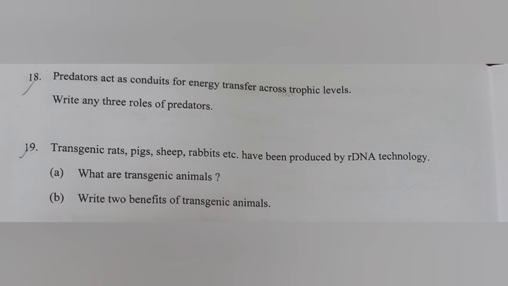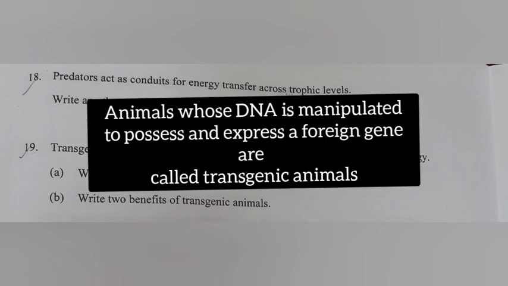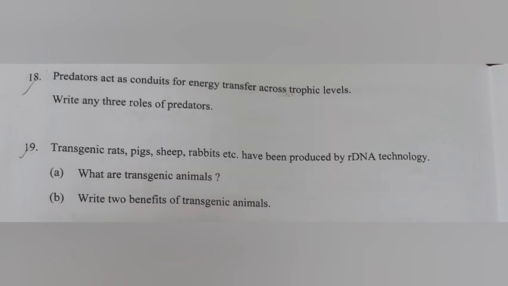19. Transgenic rats, pigs, sheep, rabbits, etc. have been produced by rDNA technology. A. What are transgenic animals? Answer. Animals whose DNA is manipulated to possess and express a foreign gene are called transgenic animals. B. Write 2 benefits of transgenic animals.